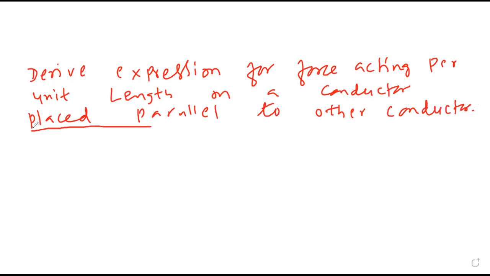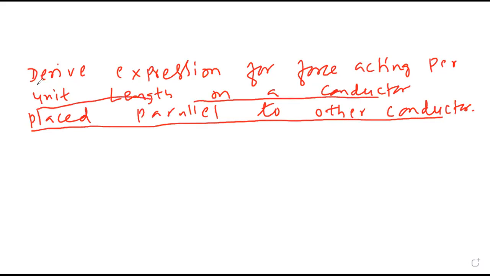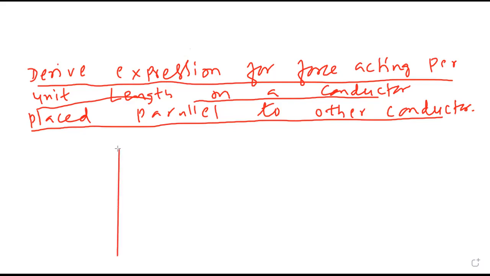So there are two conductors placed parallel to each other carrying current in the same direction. We want to find the expression for the force and the direction of the force acting. Consider two long straight conductors carrying current I1, I2 placed in air, separated by distance r. I want the force acting on the first conductor or the second conductor.